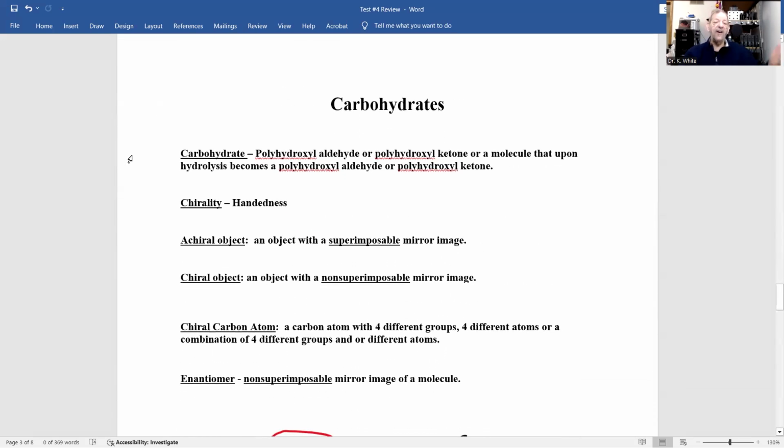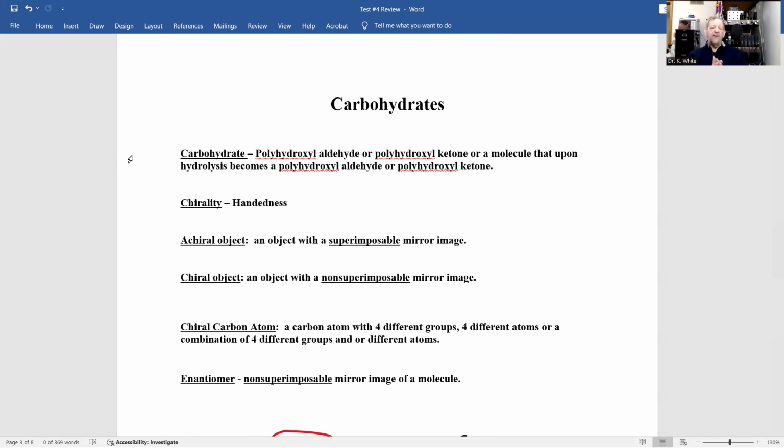All right, let's move on to something tasty, carbohydrates. And a carbohydrate is a polyhydroxyaldehyde or polyhydroxyketone. Poly means many, hydroxyl means OH on a carbon, an alcohol, or a molecule that upon hydrolysis becomes a polyhydroxyaldehyde or polyhydroxyketone.